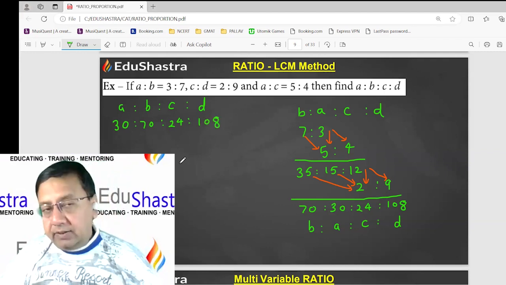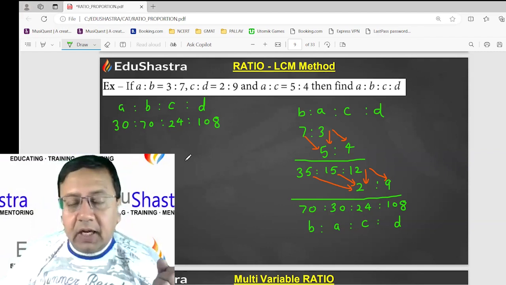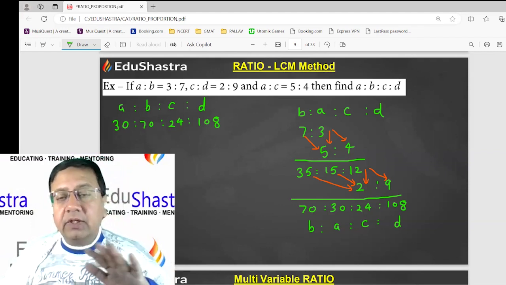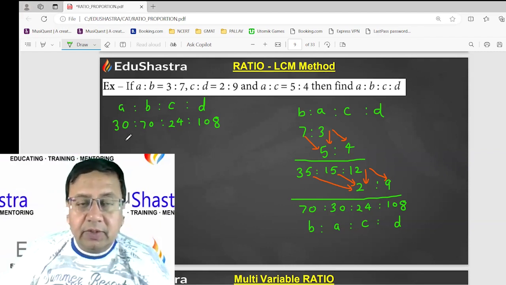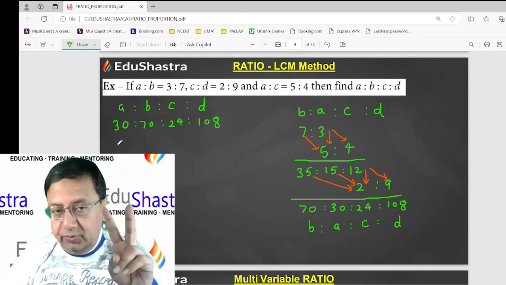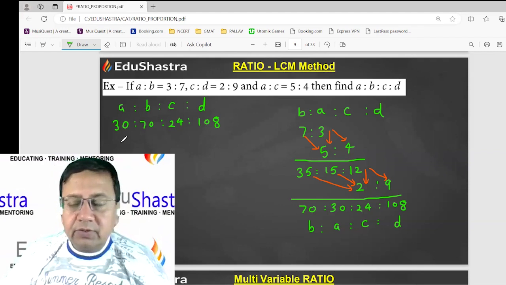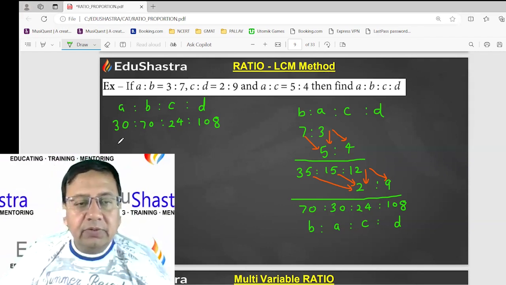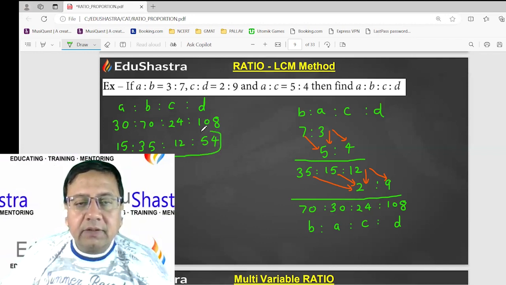Right? But ratios are represented in the simplest form of the numbers. I need to take out the common factor, right? So the common factor is what? 2, in all four numbers, 2 is the common factor. So just taking out 2, this is 15 is to 35 is to 12 is to what? 54. And this is my final answer.